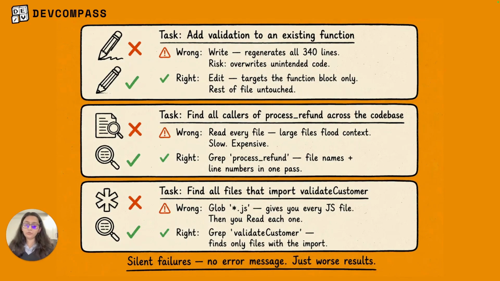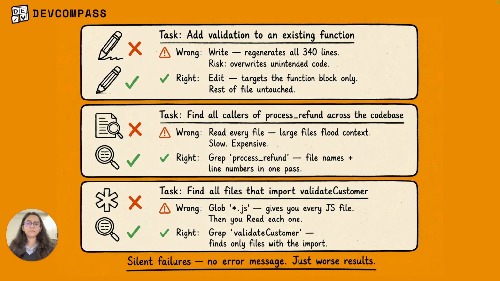Anti-pattern 2 would be finding all callers of process refund across the code base. Using read on a large file when grep would suffice is a mistake. If you're finding all places that call process refund across the code base, the wrong approach would be to read every file one by one looking for the call. The right tool is grep with the pattern process underscore refund, so that it returns file names and line numbers in one pass, so no large files and no bloating of context.